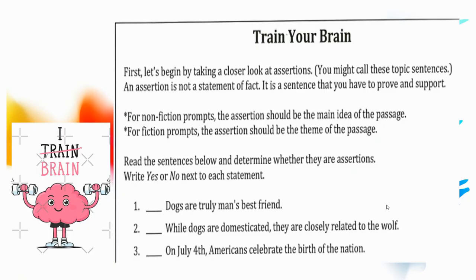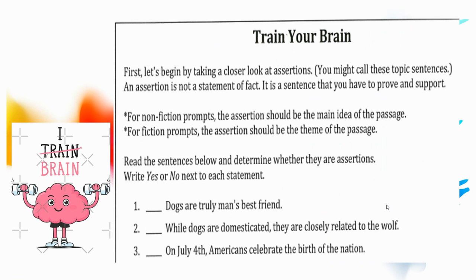So let's take a closer look at assertions. Another word for assertions is topic sentences. An assertion is not a statement of fact. It's a sentence that you have to prove and support. For nonfiction prompts, the assertion should be the main idea of the passage. For fiction prompts, the assertion should be the theme of the passage.